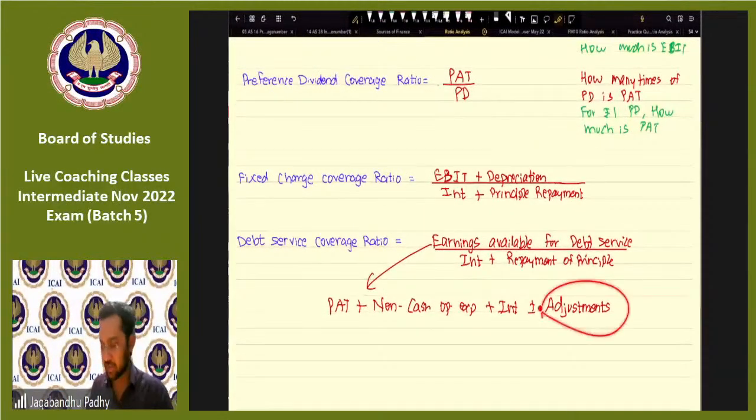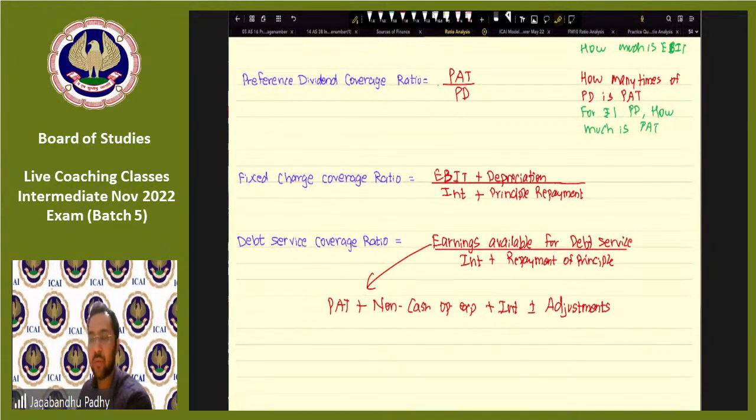These adjustments are basically non-operating items which are not on a repetitive basis, or are not recurring items, right? So non-operating items need to be adjusted to arrive at the debt service coverage ratio. Both these ratios indicate your ability to repay the loan, the fixed charge coverage ratio and the debt service coverage ratio.